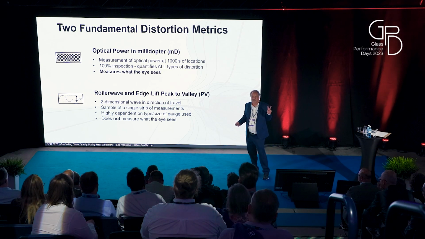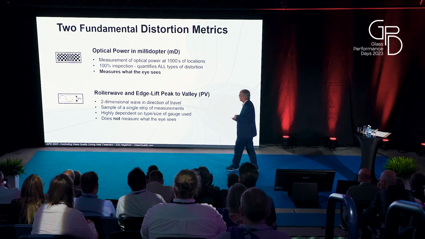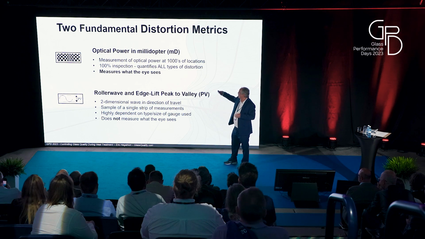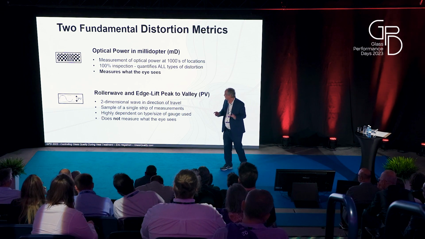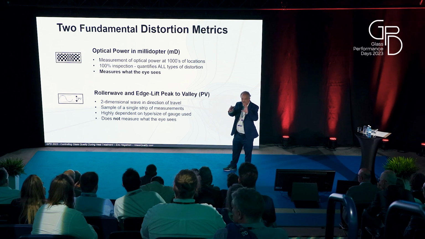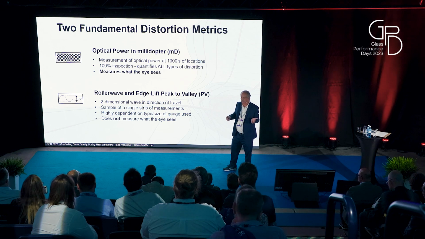There are two fundamental measurements of optical distortion, and this is very key to the whole understanding of optical distortion. There's optical power in millidiopters, which is typically measured at thousands of points on a piece of glass. It's 100% inspection, and it measures exactly what the eye sees.